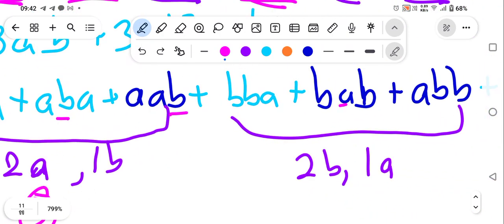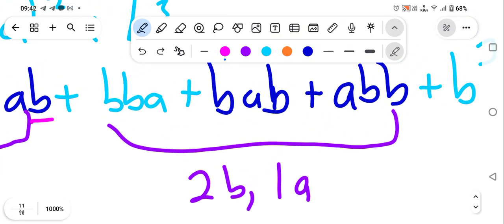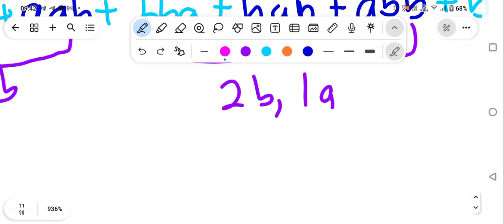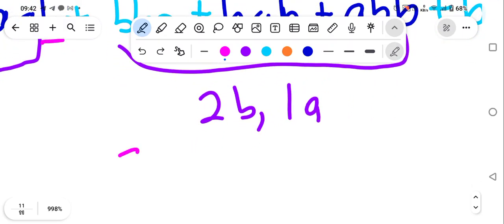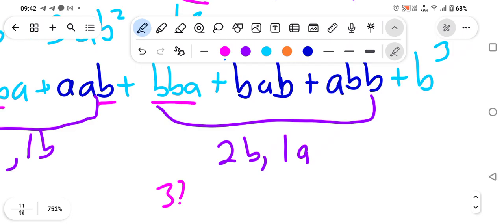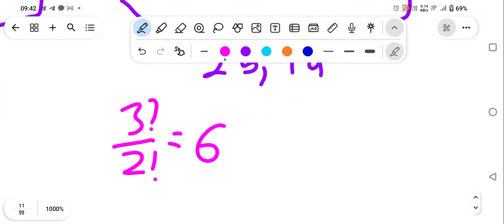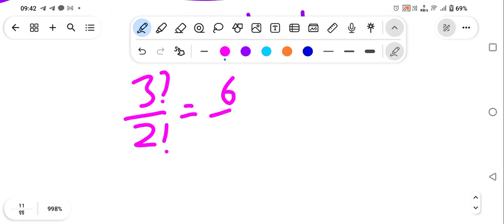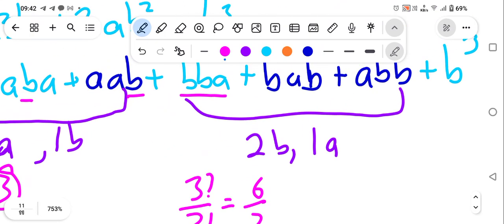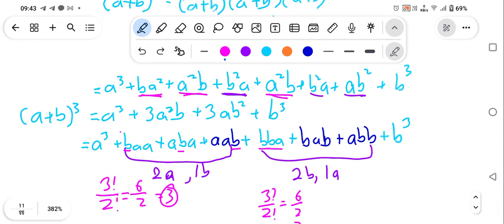Same for this one. You have 2 B's and 1 A. What are the possible combinations? The same thing: we have 3 items, BBA, with 2 repeated B's, and this will result in 6 over 2, which gives 3, which explains the 3 over here, right?